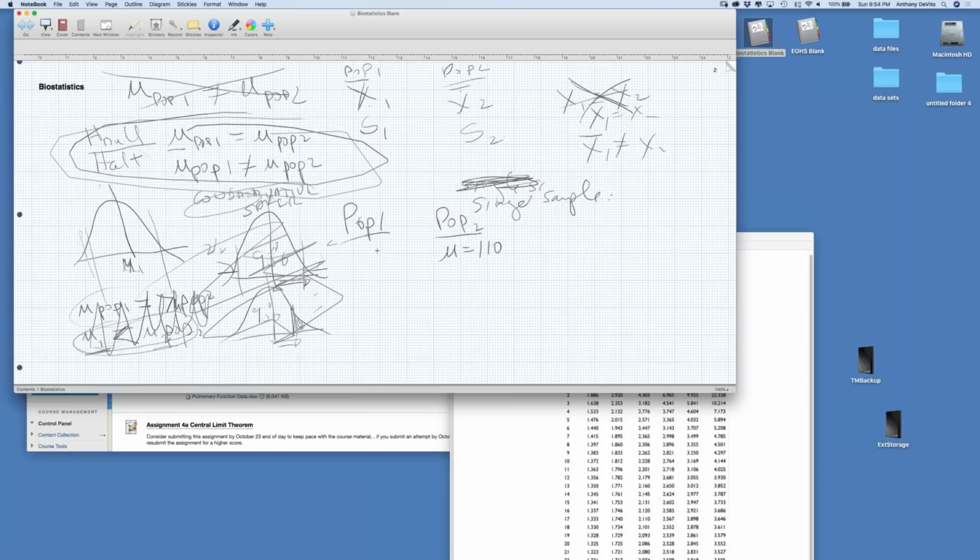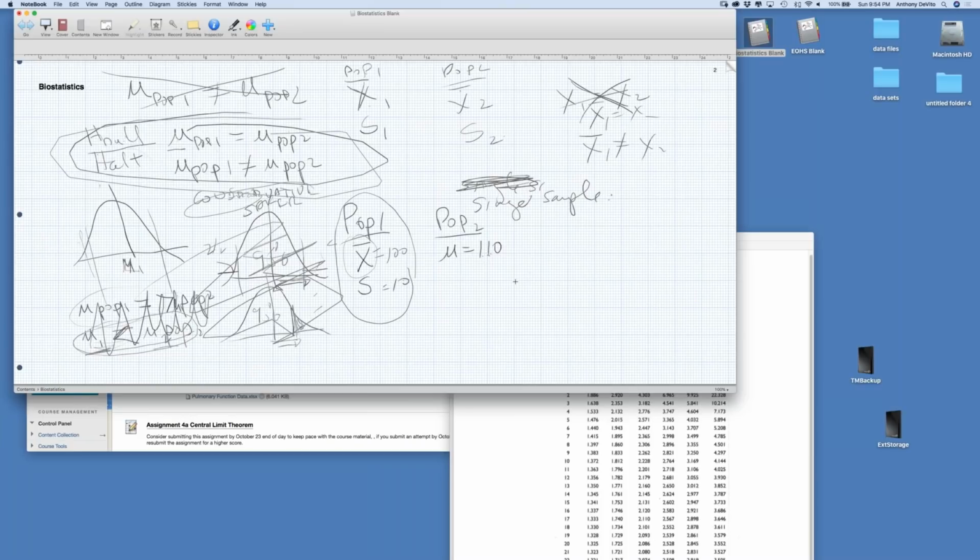And the only thing we know is that we've taken a sample, we found X bar, and we found the standard deviation, and X bar was equal to 100, and standard deviation had some value, let's say 10 or something like that. Well, in that situation, we've taken one sample, and we're comparing the mean of that sample to the known value of the mean for population 2.